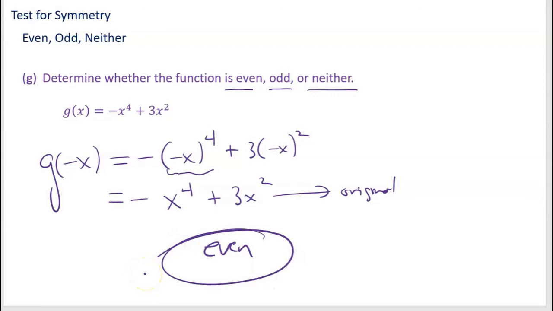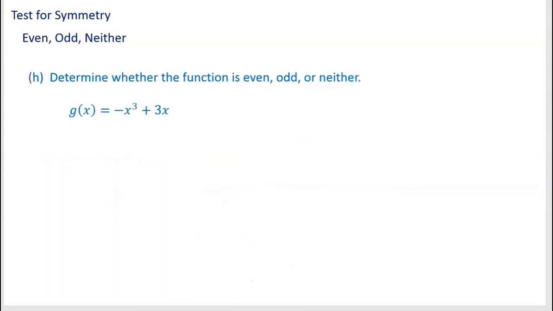Now you can't be both even and odd. That is impossible when you have a function. Okay, so here we go again. Is this function even? Is it odd? Or is it neither one of those situations? So if we have g of x equals negative x to the third plus 3x, what am I supposed to do? I'm supposed to plug in negative x for x.